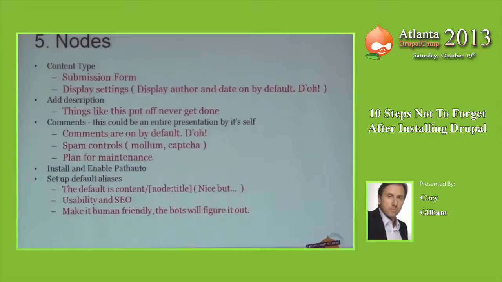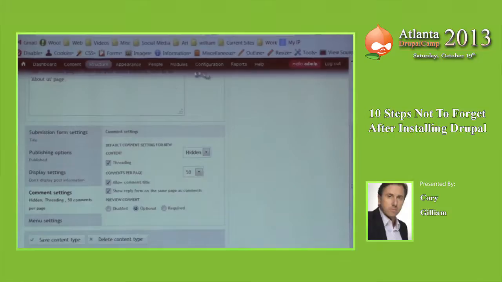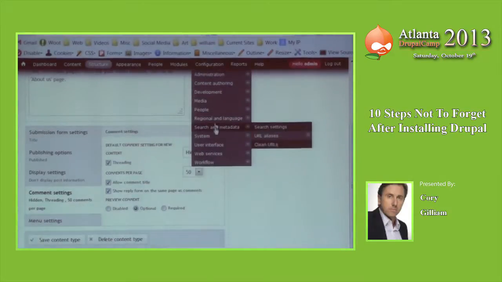Path Auto. This is the module that will change the path in your URL. So if you have a content type boats, you can have your site name.com/boats and then the title of this page. You can set these paths up using tokens. It's under Configure, Search and Metadata, URL alias, and patterns.